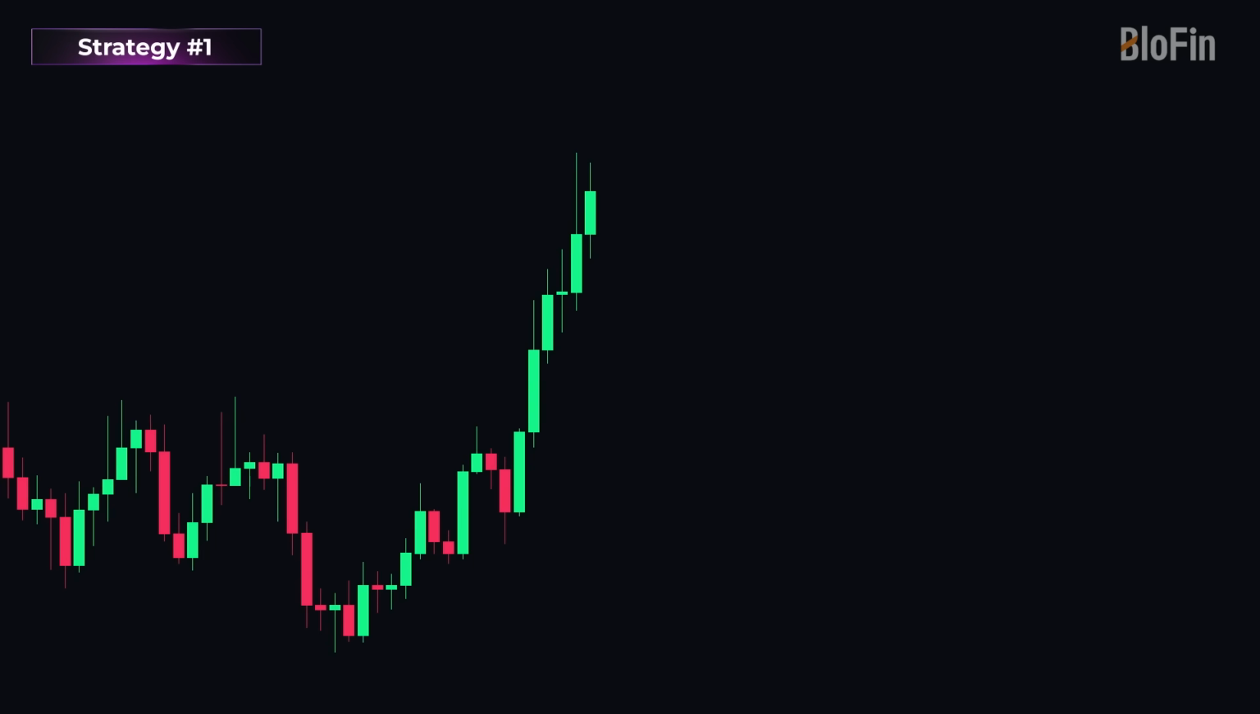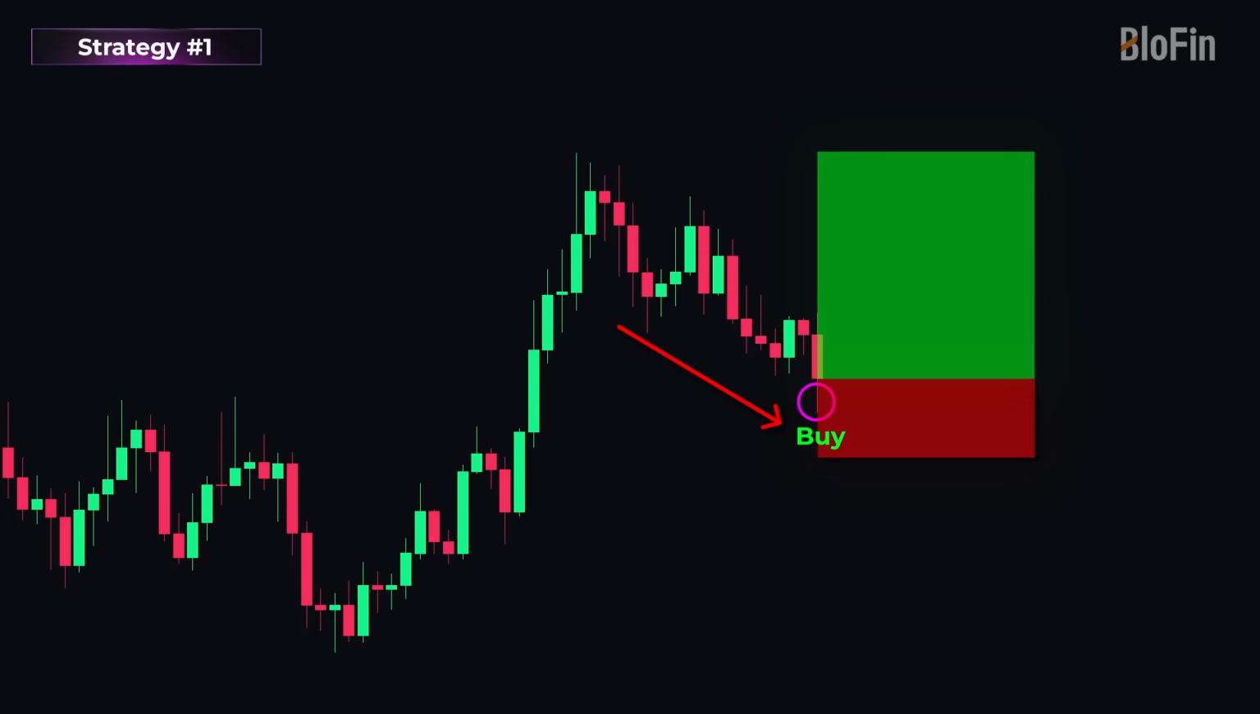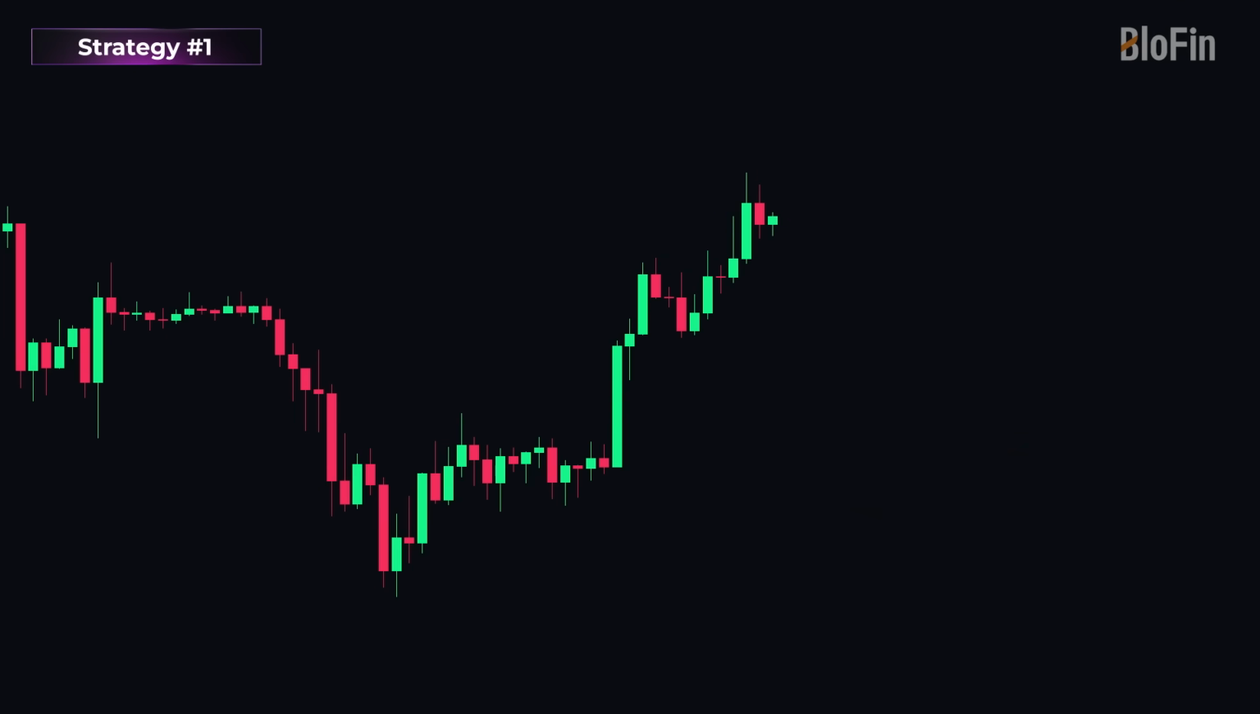This strategy is all about taking advantage of trends. But instead of chasing the trend, the key here is to enter during a pullback of that trend. This way, when the trend continues, you'll end up with way more profits because you entered with a better risk to reward. So here's how the strategy works.